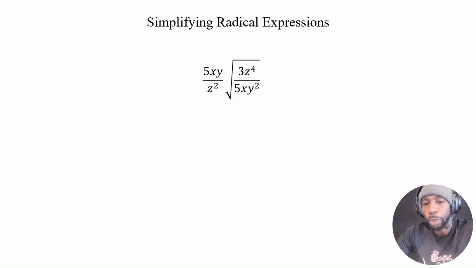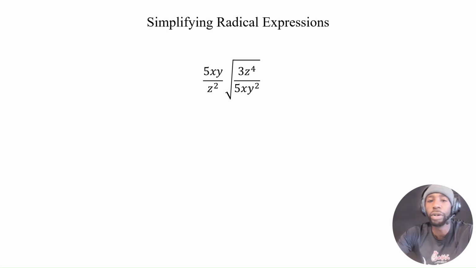Okay, let's check out this more involved radical expression that's going to call on a few more skills and remembrances, so to speak. So anyway, let's get into it. So you got 5xy over z squared times the square root of 3z to the fourth power over 5xy squared.